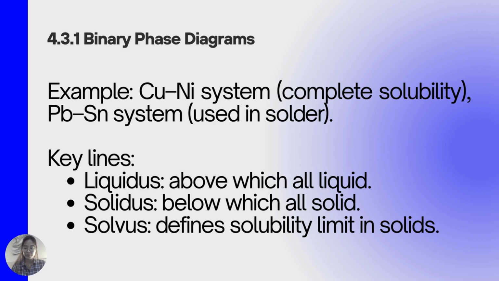Binary phase diagrams show how temperature and composition determine which phases are present. For example, in a copper-nickel alloy, the structure remains a single solid solution throughout, but in the iron-carbon system, several phases appear and transform during cooling. These diagrams are the foundation for understanding alloy behavior, solidification, and microstructure formation. Next, we'll look at one of the most important transformations in binary systems, the eutectic reaction.